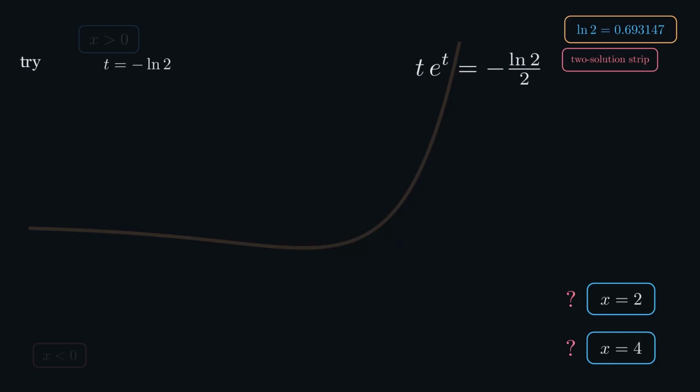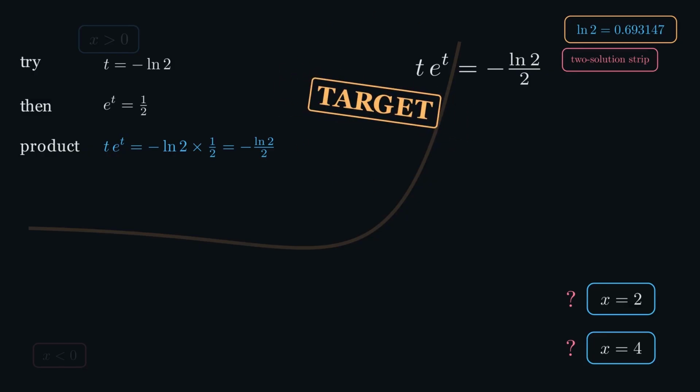Try t equals negative natural log of 2. The product becomes negative natural log of 2 times 1/2. That's negative natural log of 2 over 2. That's the target. That is exactly the target. Dead center, no decimals harmed. T equals negative natural log of 2 solves it on the nose. And the x it produces, negative 2t over natural log of 2, is negative 2 times negative natural log 2 over natural log 2. The natural log 2's cancel each other completely, like they were never there. X equals 2. My lucky guess from 10 minutes ago just walked back in, wearing a formula.